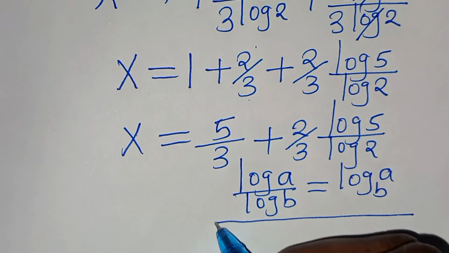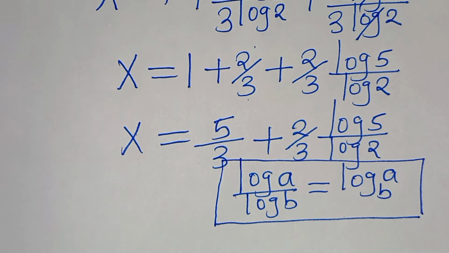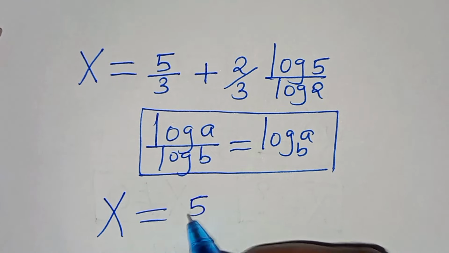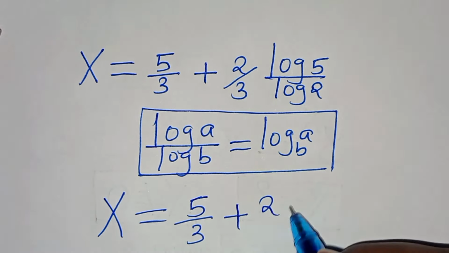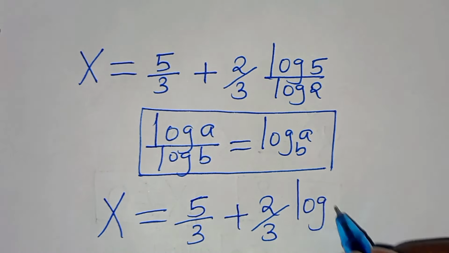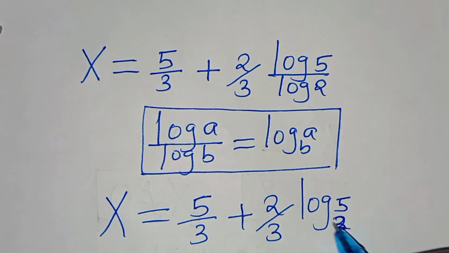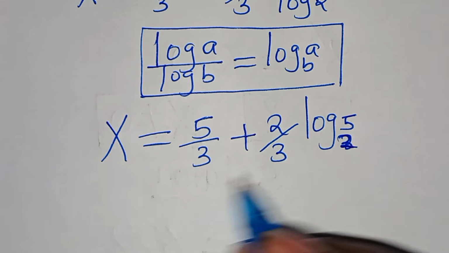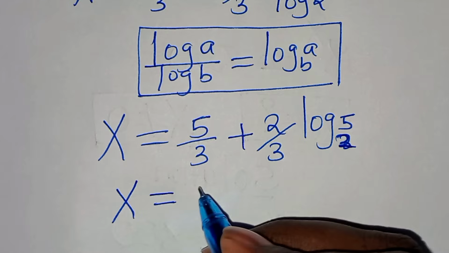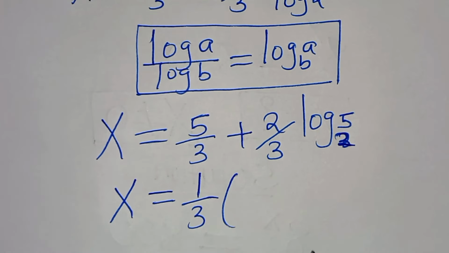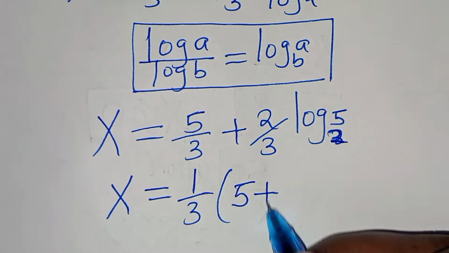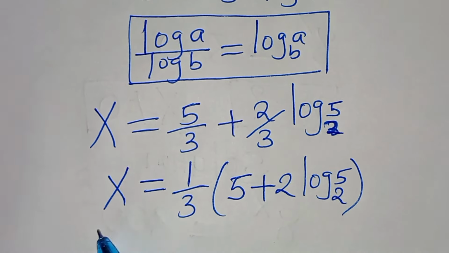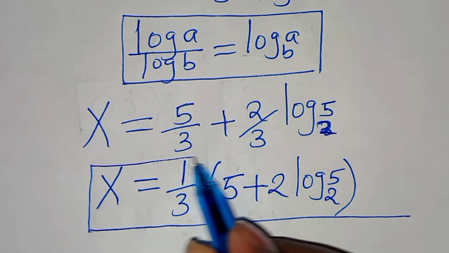So let's apply this logarithm property from here. Now applying this property, we have that x is equal to 5 over 3 plus 2 over 3 log 5 to base 2. And since a third is common here, we can factor out a third, so that we have a third into the parentheses, 5 plus 2 log 5 to base 2. So this is the value of x.